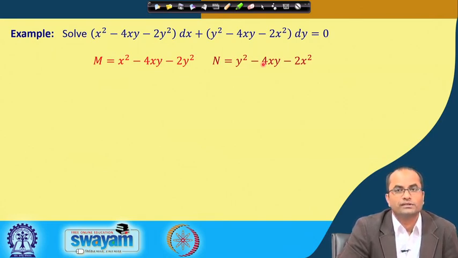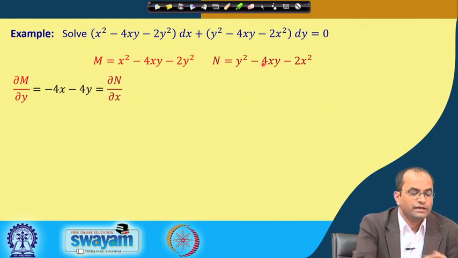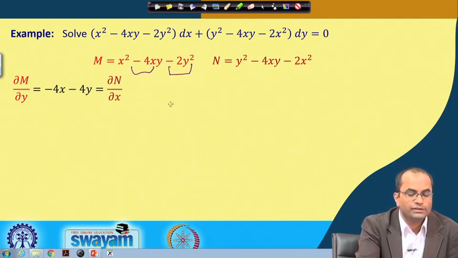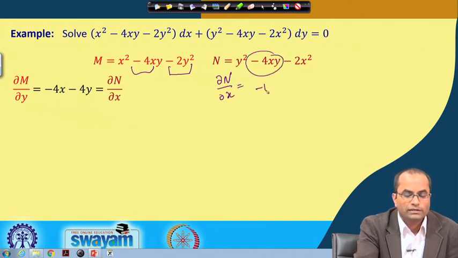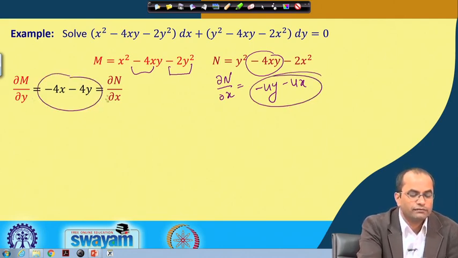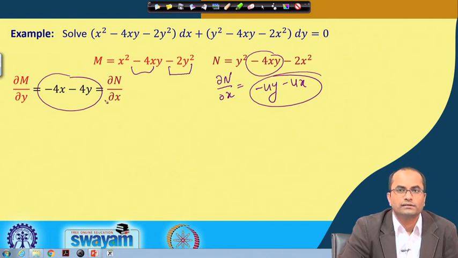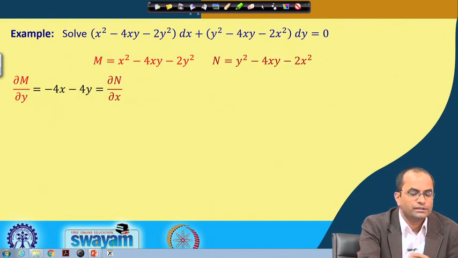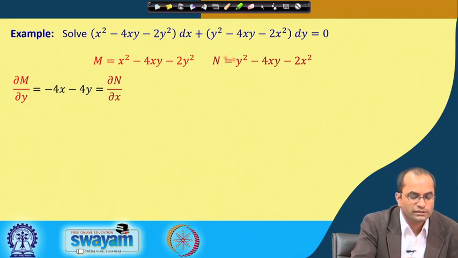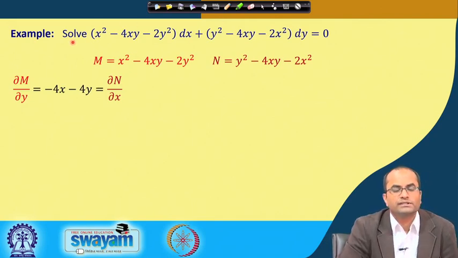First, we have to check whether the equation is exact or not, meaning that we have to compute ∂M/∂y. So, ∂M/∂y will be −4x − 4y from here, and this ∂N/∂x will be −4y − 4x. So, both are the same, ∂M/∂y and ∂N/∂x, and that is precisely the condition for exactness. So, the given equation is exact. So, we know that there exists a function f whose differential is exactly given here, this M dx plus N dy.